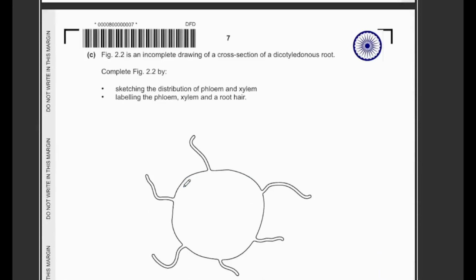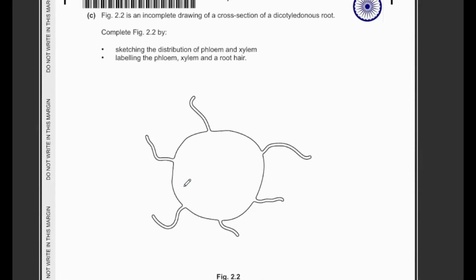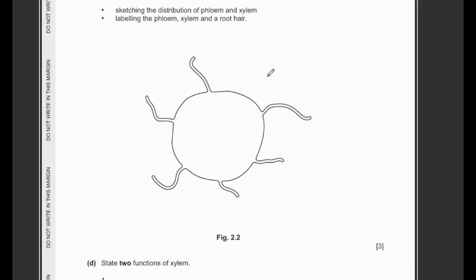Okay, next one, figure 2.2 is an incomplete diagram, a drawing of a cross section of a dicot root. Sketch the distribution of xylem and phloem, labeling the phloem and xylem and the root hair. Okay, so let's see the root hair here. So this is basically a root hair. Now sketch the distribution of xylem and phloem. Labeling the phloem and xylem is also there.